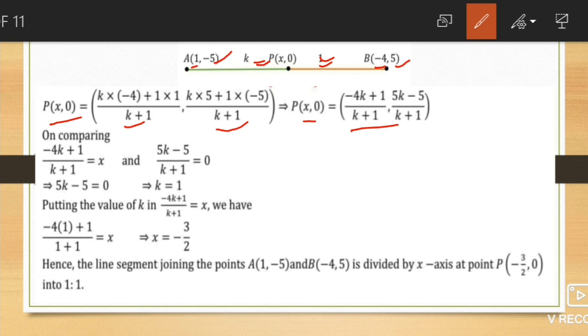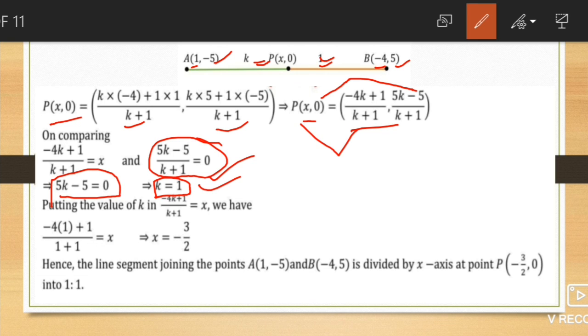If you equate this y coordinate with this y coordinate, you will get this equation. From this equation, you can find the value of k. The value of k will be 1. Now put the value of k equal to 1 in the first equation, which we got by equating the x coordinate with this one. So the value of x will become minus 3 by 2.